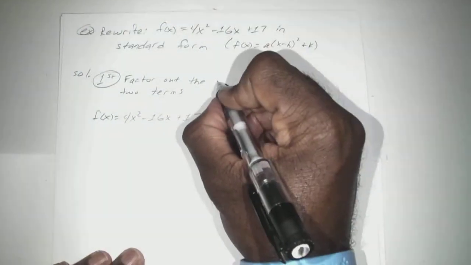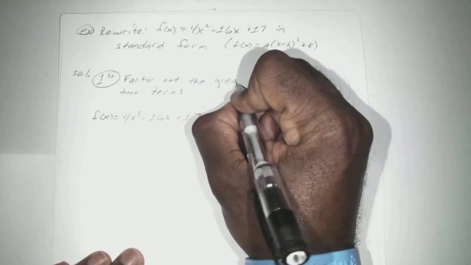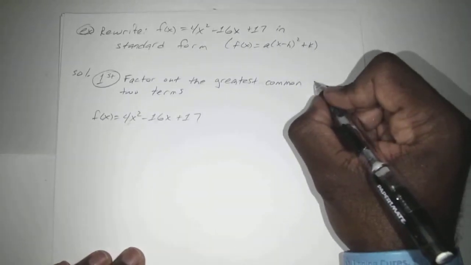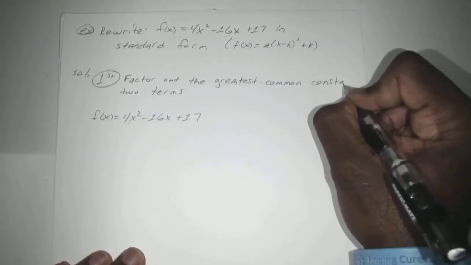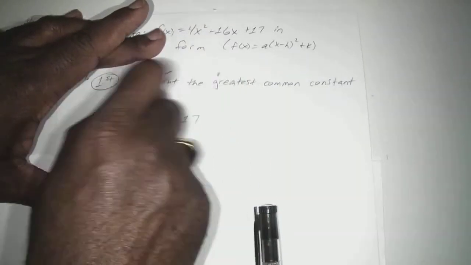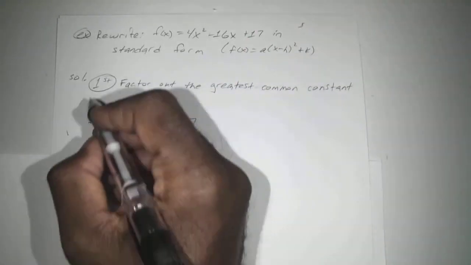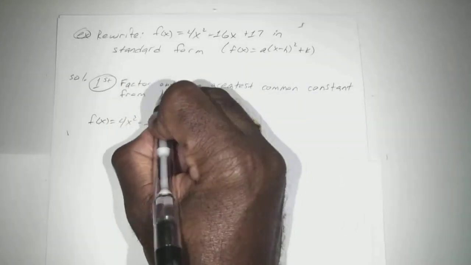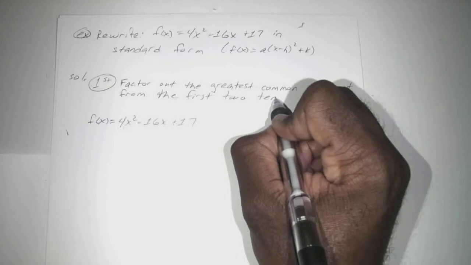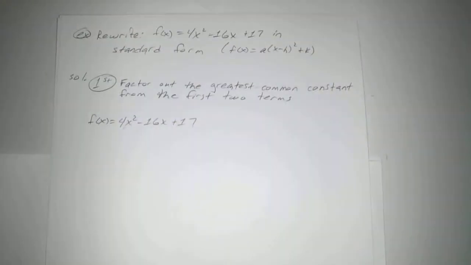Let me correct that, because greatest common factor would be 4x, and that's not what we want to do. Greatest common constant from the first two terms. That's a little clearer. Don't want to confuse anyone. There we go.